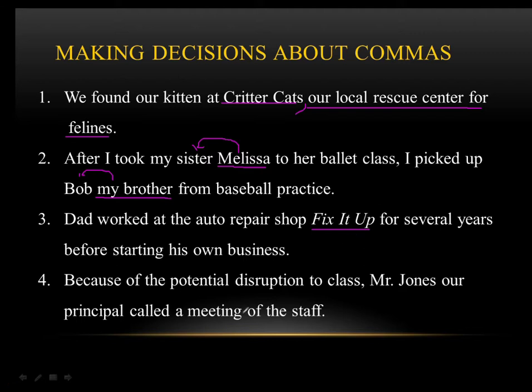Number 4, because of the potential disruption to class, Mr. Jones, our principal, called a meeting of the staff. Here's your appositive. The question is always going to be the same. Do I need that for specific identification? No, I don't. I already have his name. I know precisely who I'm talking about, and therefore I can separate it from the rest of the sentence with commas.